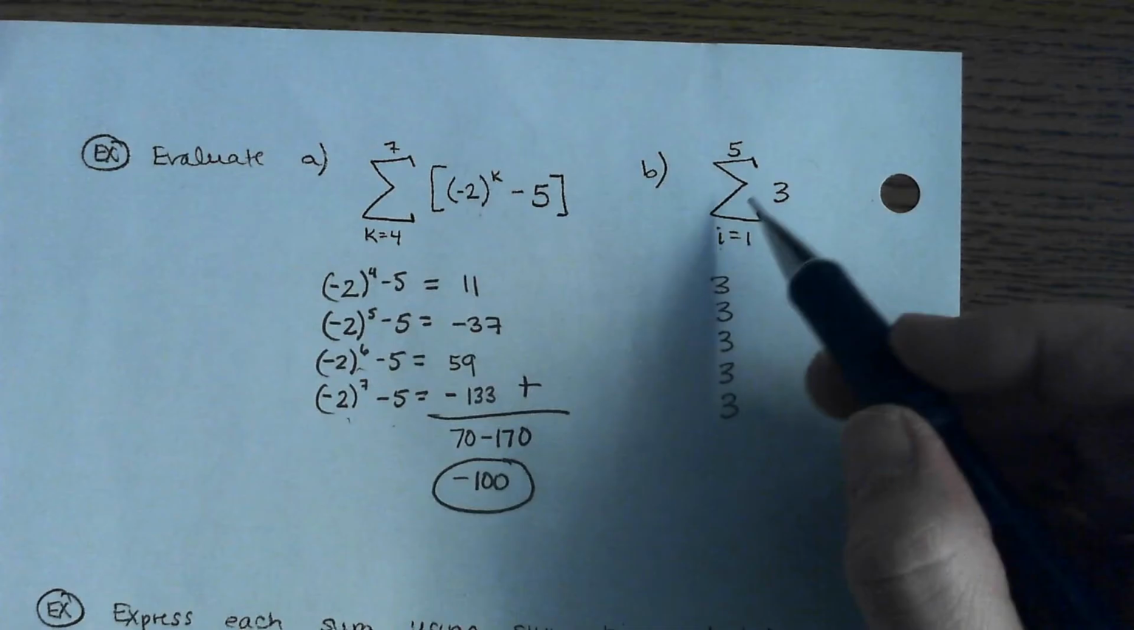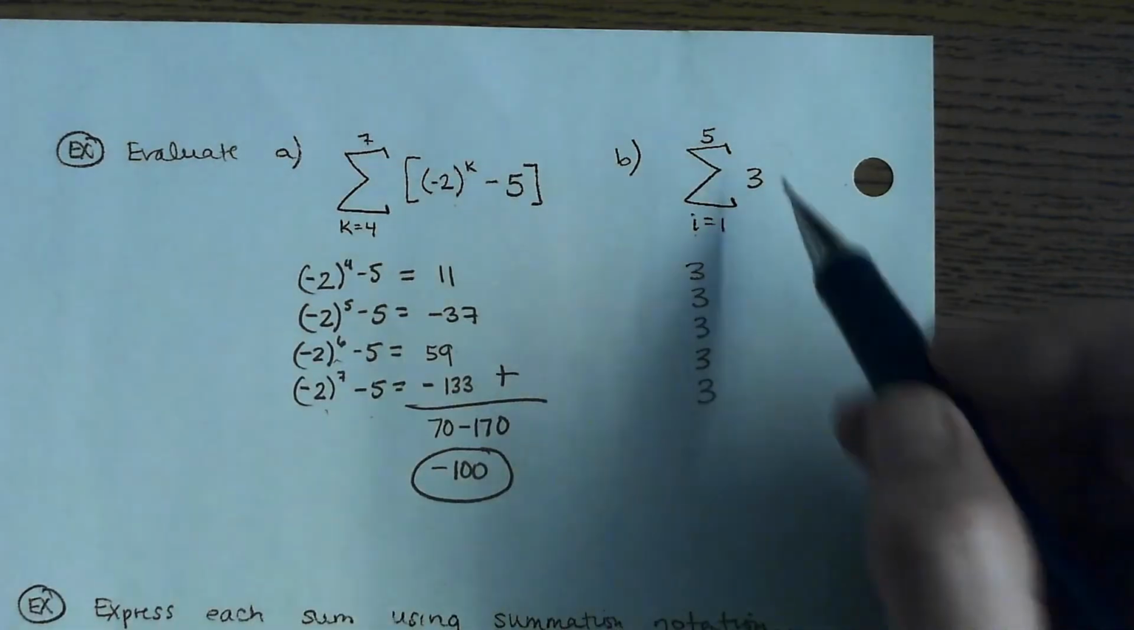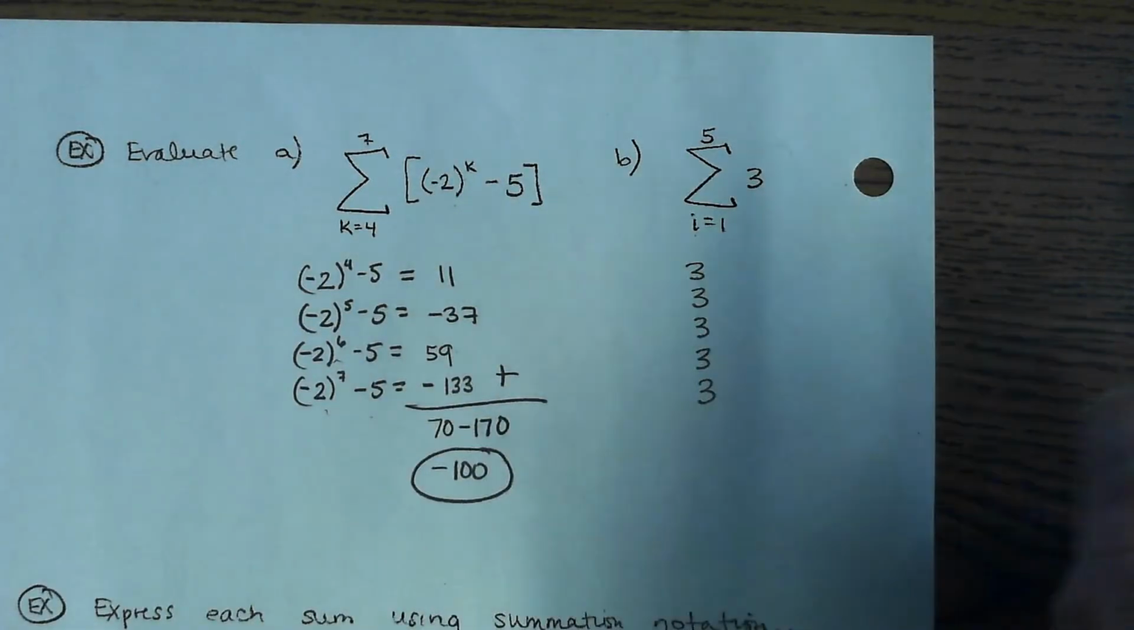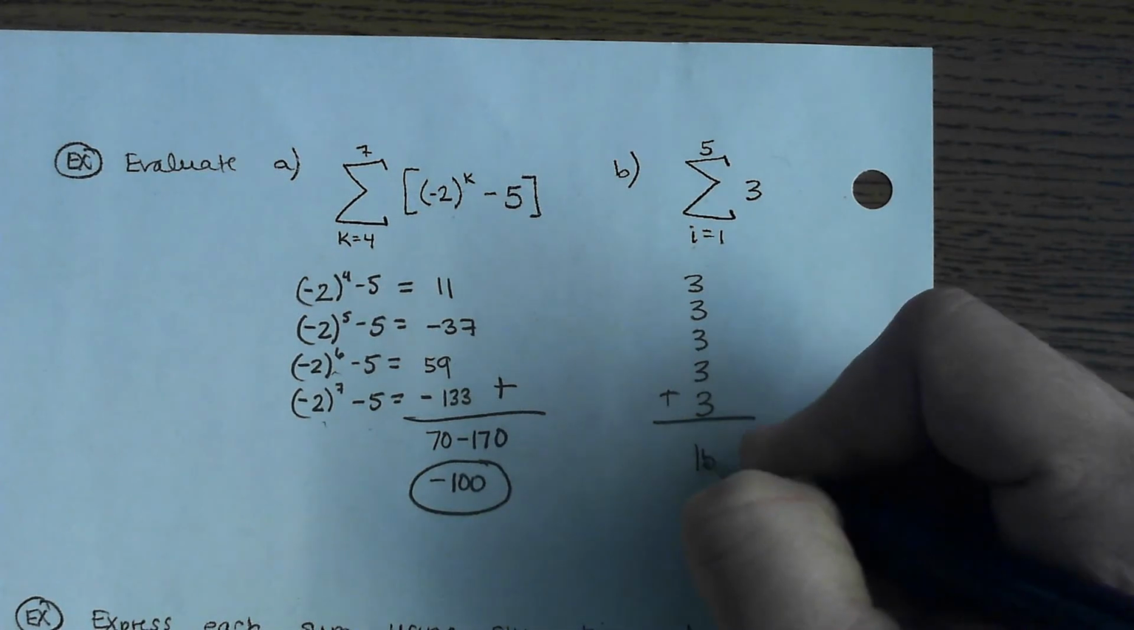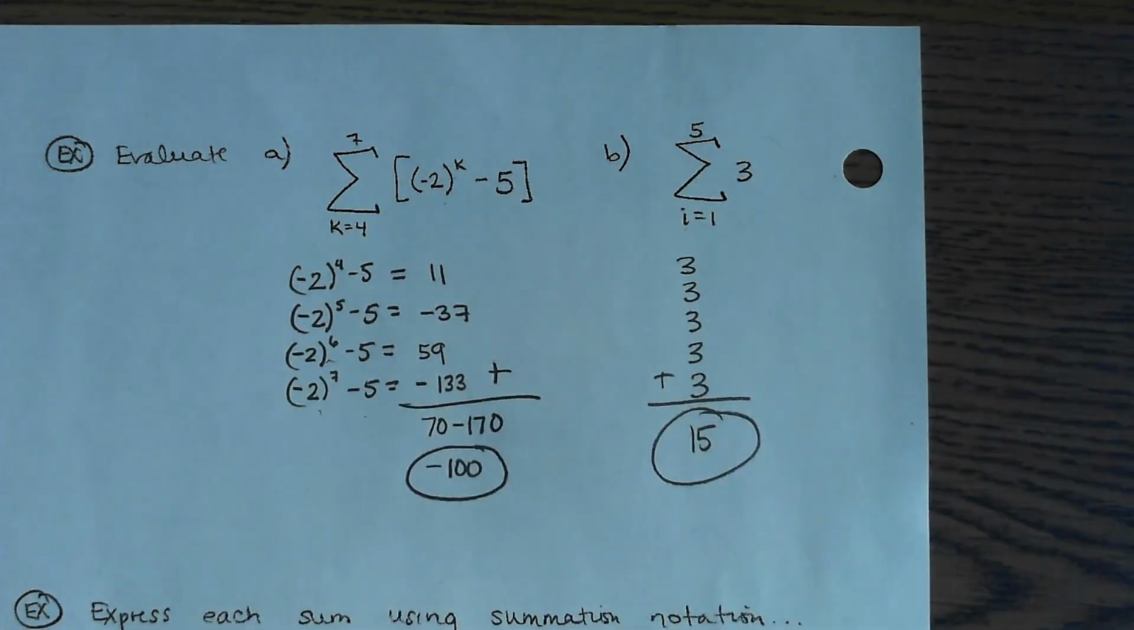You get 3 because this is a constant function. No matter what term you're on, you're going to get 3. And so when you add all these together, it's just 3 times 5, 15. Good?